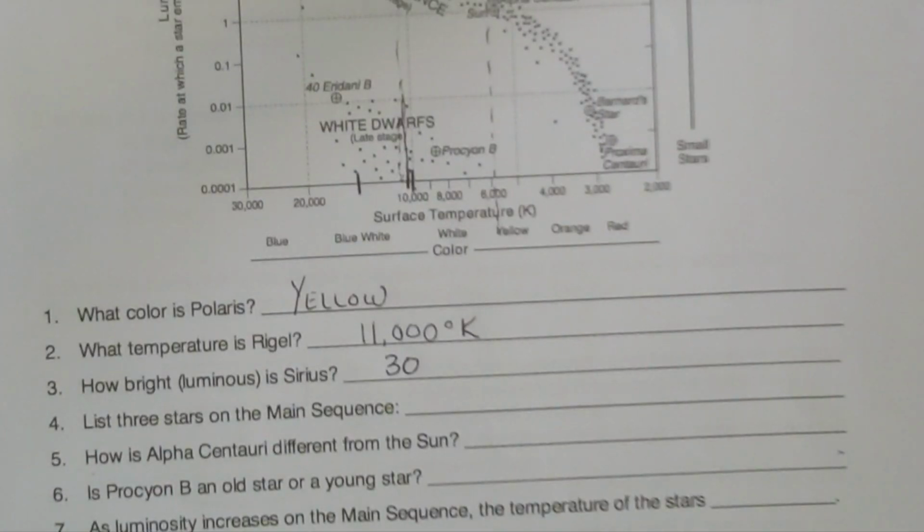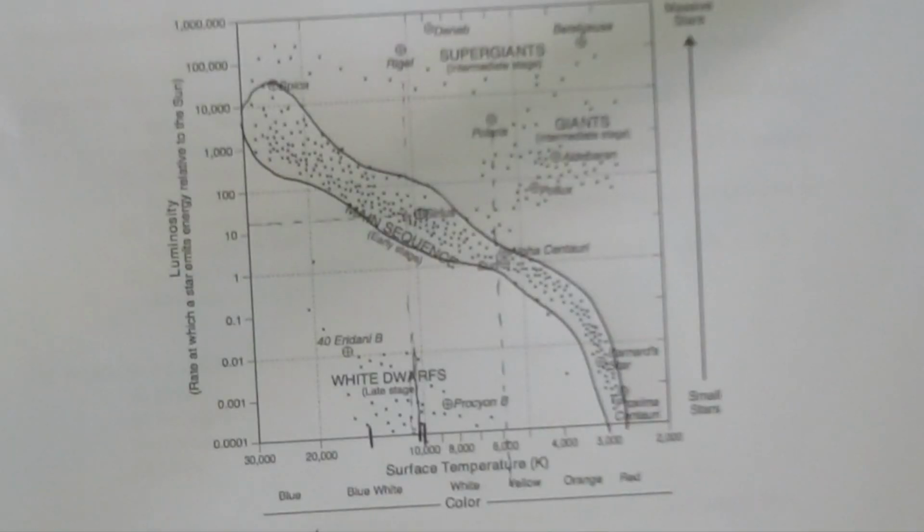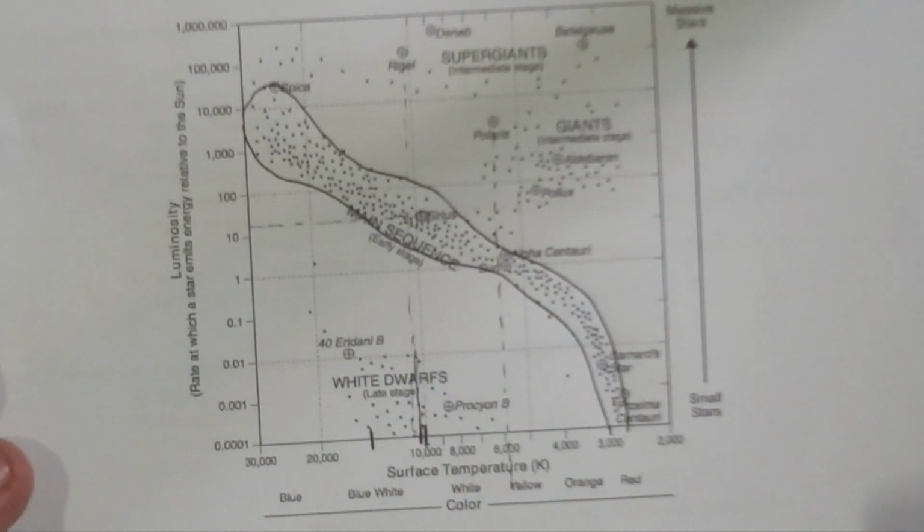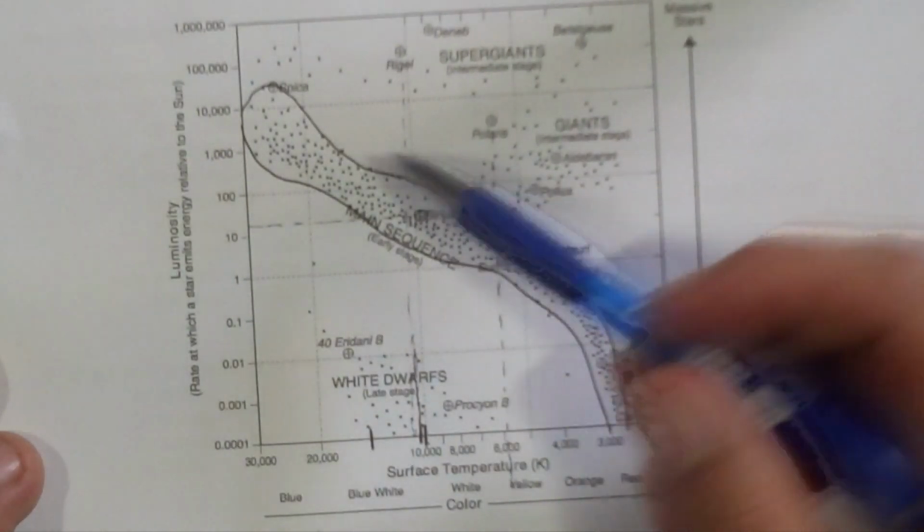Number 4, list 3 stars on the main sequence. All of the stars I've circled here are part of what we call the main sequence, an early stage of stellar evolution. Some of the stars are small, and some of them are massive.